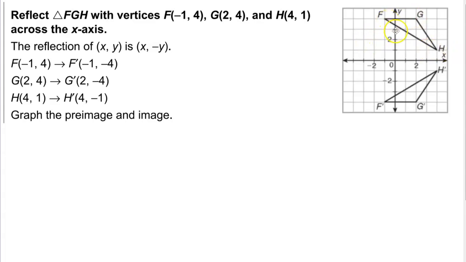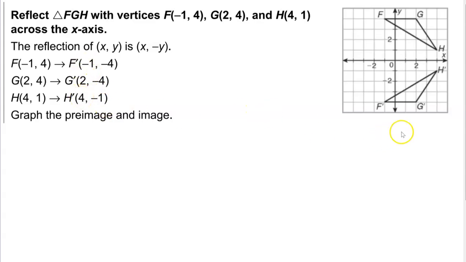So what they did is they took these points, and on this one they reflected over the x-axis. So they used this right here, (x, negative y). They took the y and just made it negative. 4 became negative 4, and 1 is now negative 1. And now they just plotted the points.